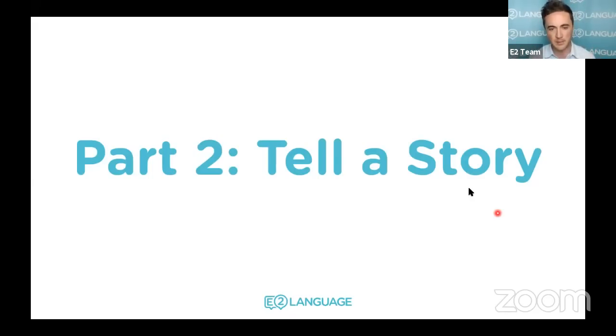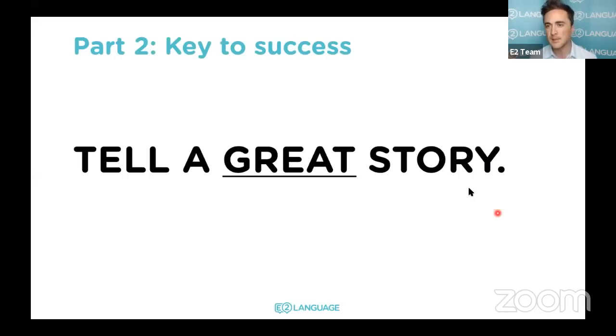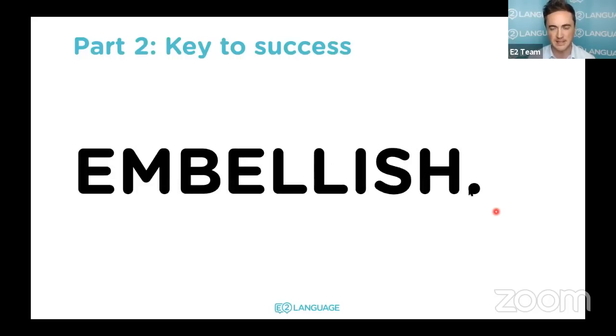In the 1 minute preparation time, you should just think. I don't think there's enough time to write anything down. You should just look at your task card, understand it, think about the story you're going to tell. Because you need to tell a great story, an interesting story. And to tell a great story, you need to embellish.